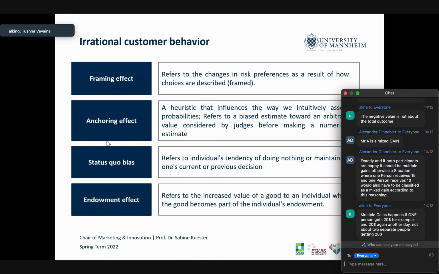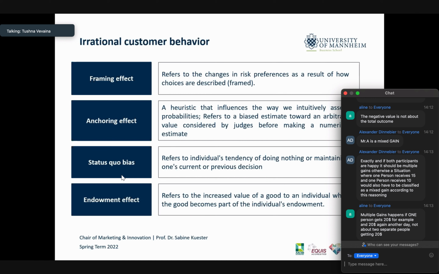And then anchoring effect. You'll realize that when there are, for example, discounts in B2C marketing, as consumers, we actually see the arbitrary value and we judge it before making any sort of estimate. So for example, if you're given a discount on something, you may perceive it to be better than something that's on full price but a lower value.